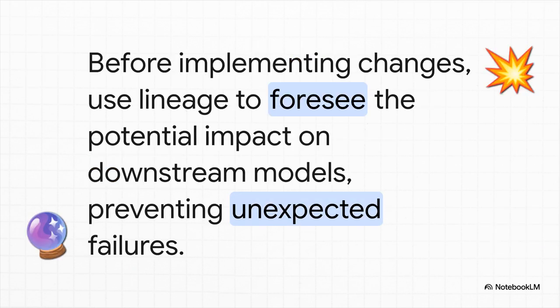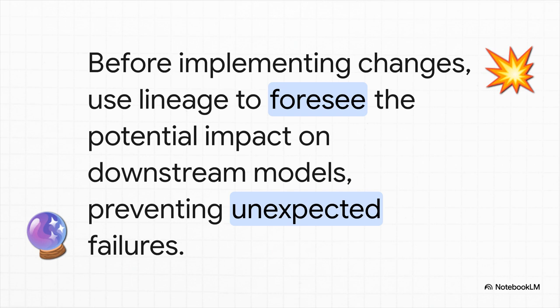And this leads to one of the most powerful benefits of all, proactive impact analysis. Imagine, before you change a data source or a feature script, Lineage gives you a map of everything that depends on it downstream. You can see exactly which models will be affected. This lets you prevent those unexpected failures before they ever even happen.